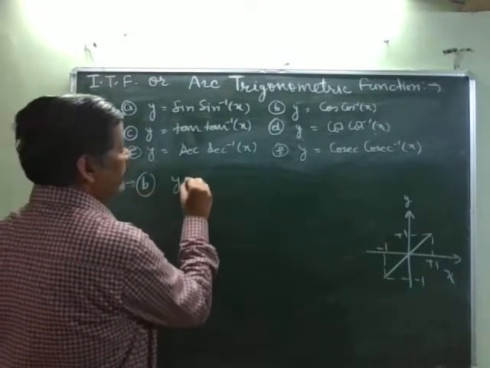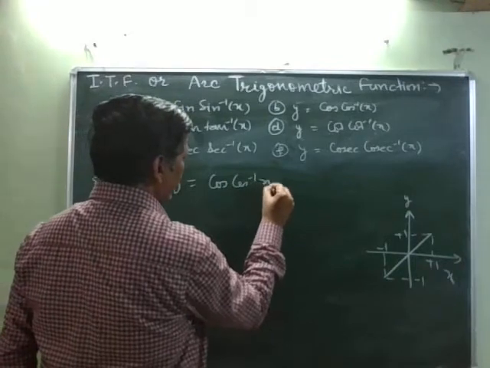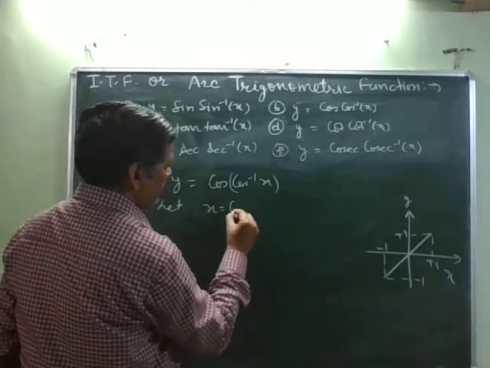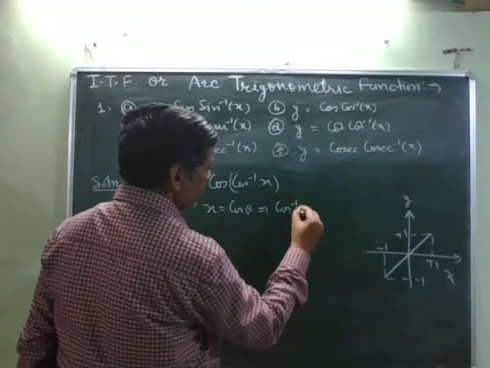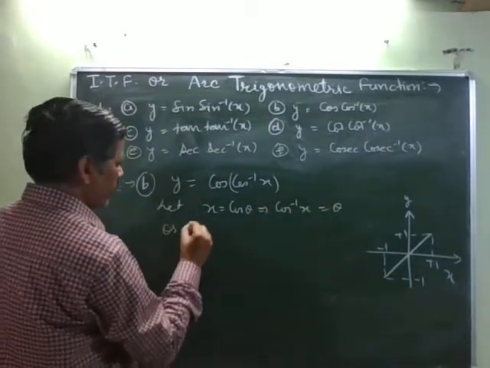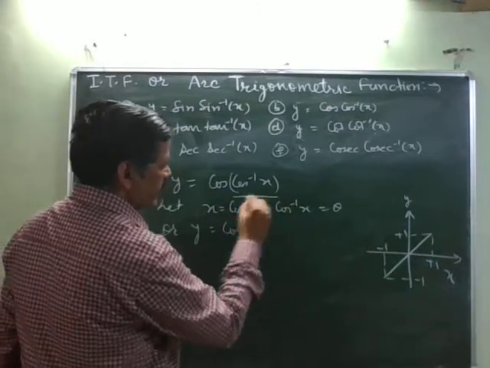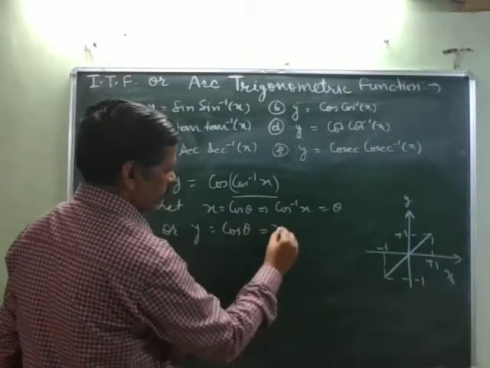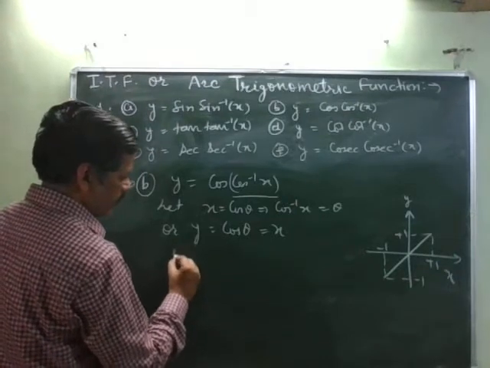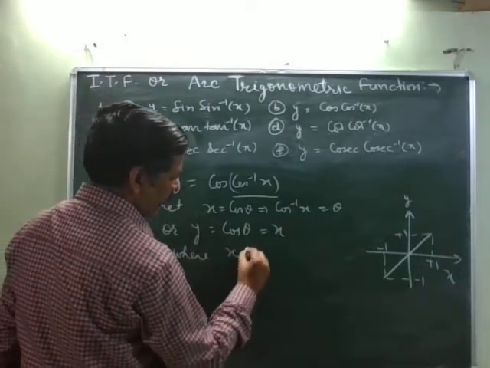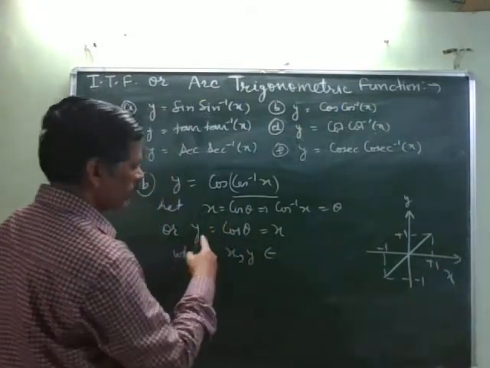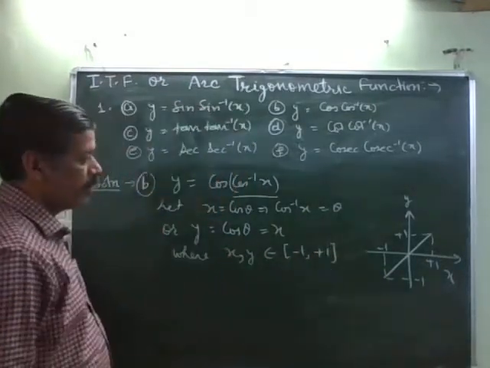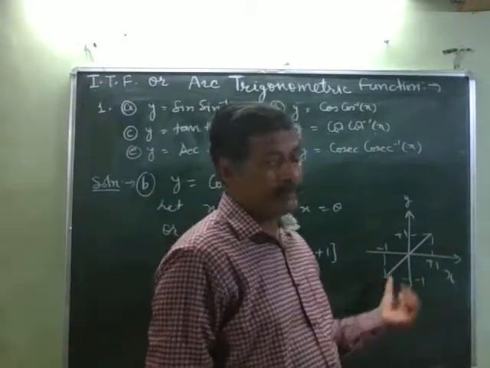B problem, y is equal to cos inverse x. Let x is equal to cos theta, meaning that cos inverse x is equal to theta, and y is equal to cos inverse x is equal to theta, put the value theta here, and cos theta is equal to x, where x, y both belong to, because both are the values of cosine of the angle, -1 to +1. Y is equal to x, you will get the same graph here.